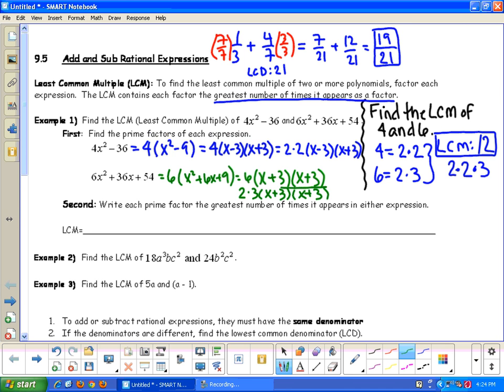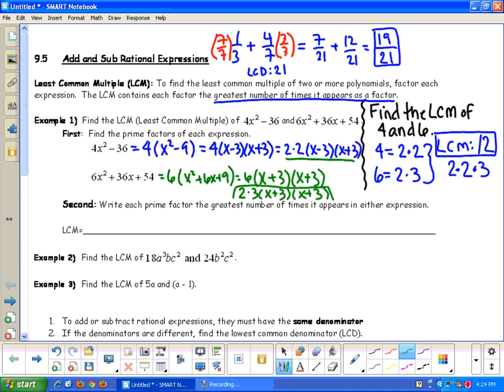So this is factored as far as I can possibly factor my equation, and so is this one. So I want to write each prime factor the greatest number of times it appears in either expression. Now I don't combine the two, I just find the greatest number of times it appears in either.